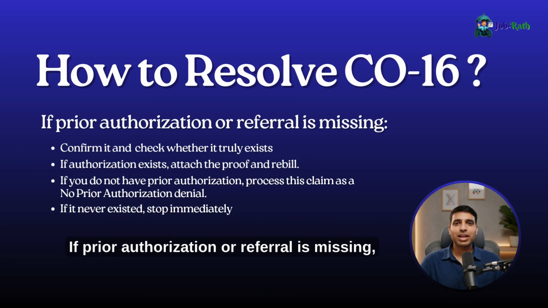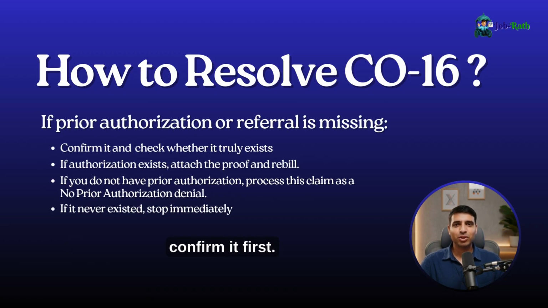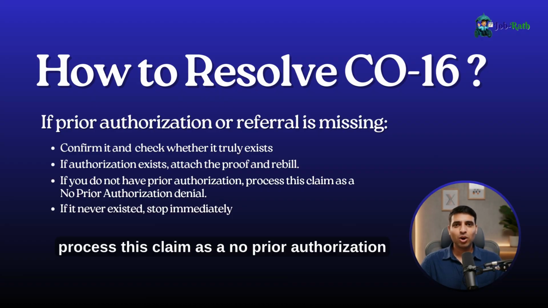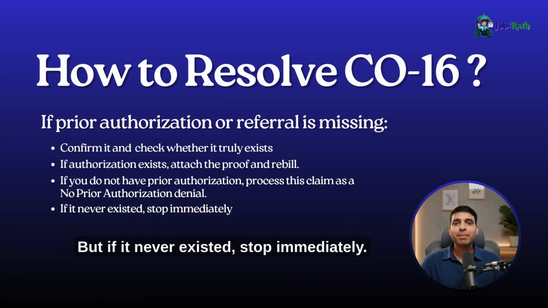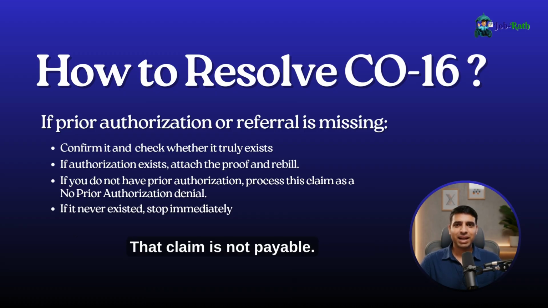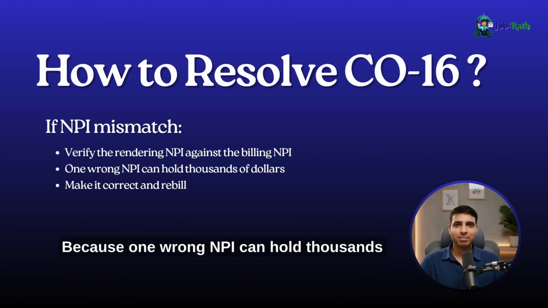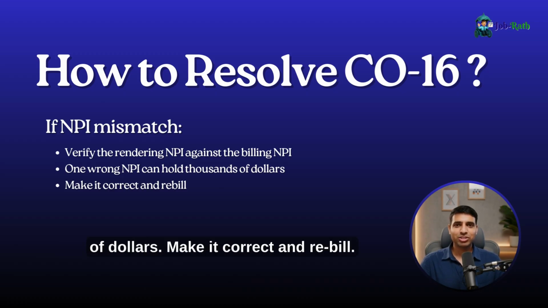If prior authorization or referral is missing, confirm it first. Check whether it truly exists. If authorization exists, attach the proof and rebill. If you do not have prior authorization, process this claim as a no prior authorization denial. But if it never existed, stop immediately. That claim is not payable. For NPI mismatch, always verify the rendering NPI against the billing NPI. Because one wrong NPI can hold thousands of dollars. Make it correct and rebill.